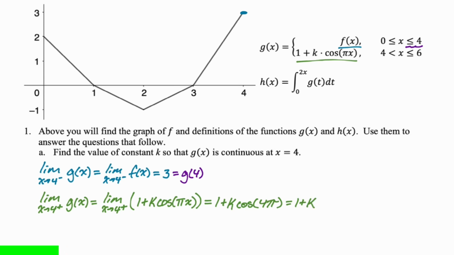And now for this to be continuous, the limit from the left has to equal the limit from the right, which has to equal the value of the function. So 3 has to equal 1 plus k, which means k has to equal 2. And that is the value of k that makes this thing continuous. g of x is now continuous.